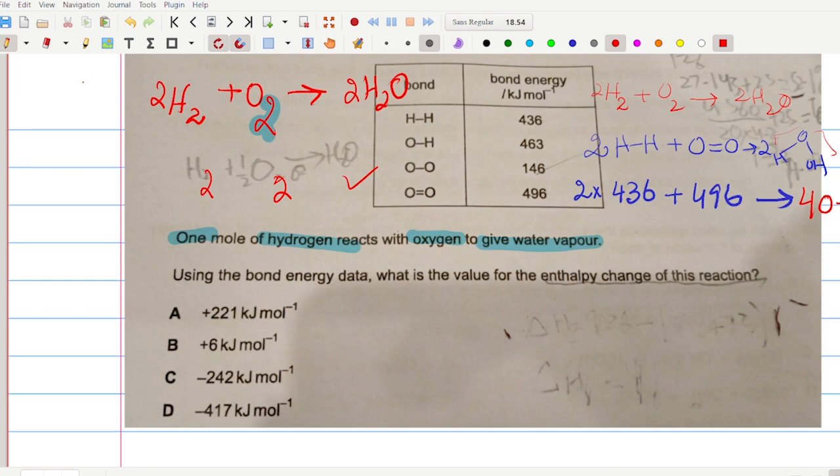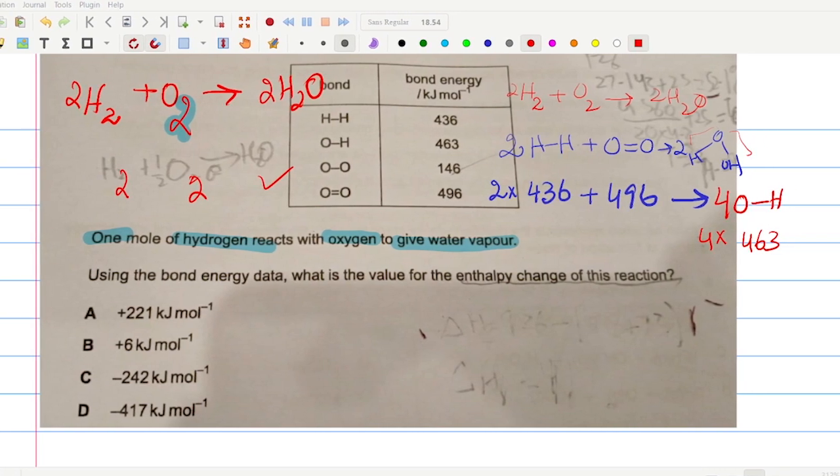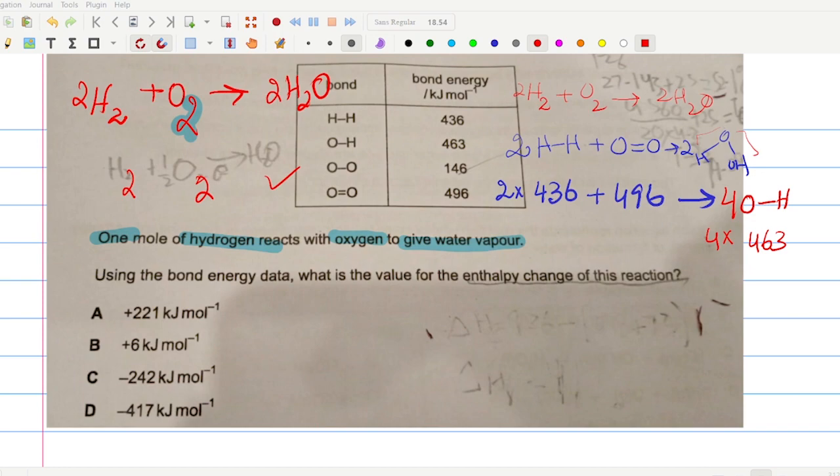So you have to take the values. 4 multiplied by OH is 463. So multiply these values: 2 multiplied by 436 is 872. 872 for the reactants.